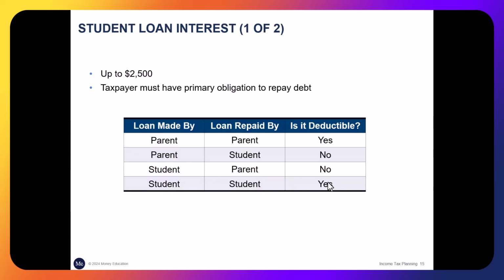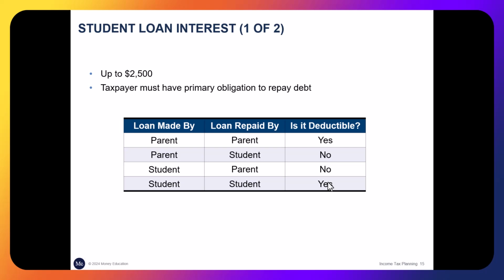So let's talk about student loan interest. Up to $2,500 may be deductible. The taxpayer must have the primary obligation. So if your parent took out a loan for you, and your parent repaid the loan, then it's deductible. If your parent took out the loan but the student repays, not deductible. If the student took out the loan but the parent pays, not deductible, right?